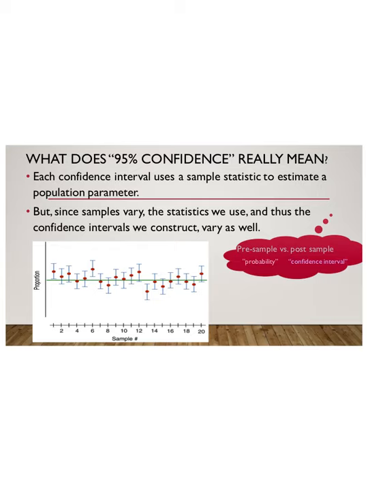But since samples vary, the statistics we use, and thus the confidence intervals we construct, vary as well. Think of the pre-sample as like the probability and the post-sample as the confidence interval. If you look at this picture here, notice this green line, which represents the population proportion.